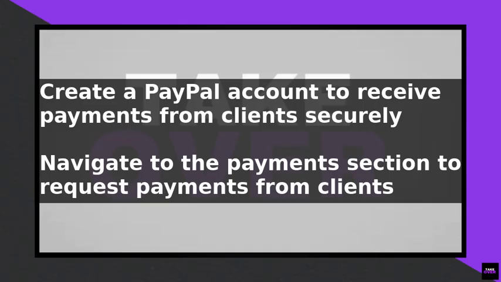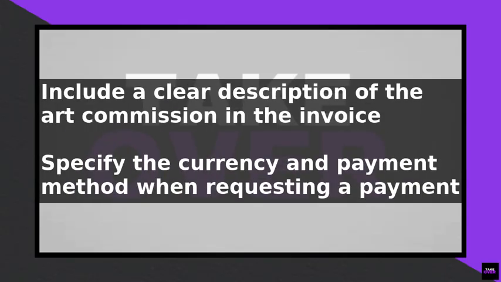It is essential to include a clear description of the art commission, including the type of artwork, the size, and any other relevant details. This will help prevent any misunderstandings and ensure that the client knows exactly what they are paying for. When requesting a payment, you can also specify the currency and the payment method.